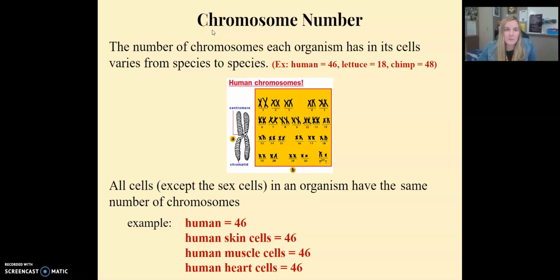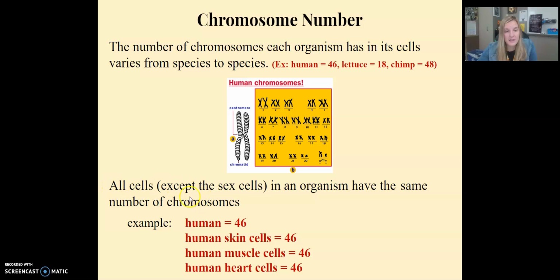Next, chromosome number. The number of chromosomes each organism has in its cells varies from species to species. So for humans, we have 46 chromosomes. Lettuce only has 18, while chimpanzees have 48. So we all have different numbers or amounts of chromosomes.